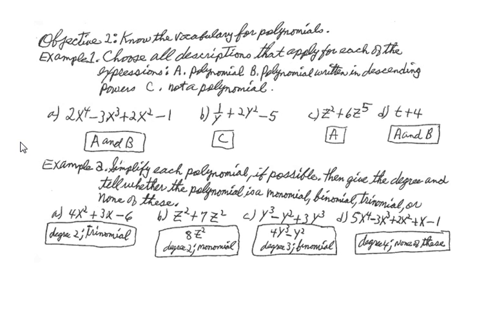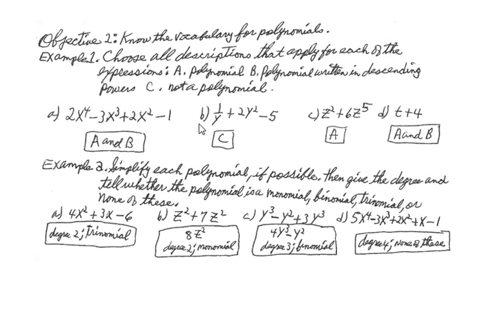Part A. We have the polynomial 2x to the fourth power minus 3x cubed plus 2x squared minus 1. First of all, we choose A because this is a polynomial. We also can choose B because this polynomial is written in descending powers.